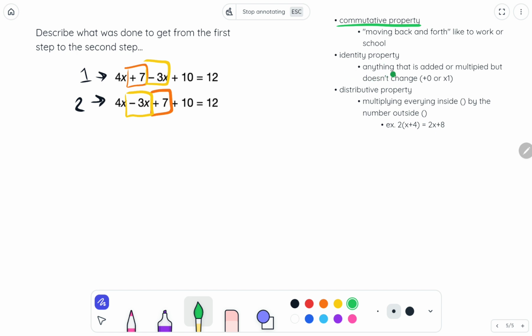Your identity property is anything that is either added or multiplied that does not change the identity or the value of that item. Adding 0 doesn't change the identity, it preserves the identity. Multiplying by 1 also preserves the identity of any number. And then we also have our distributive property where, as in this example, you distribute this 2 to everything inside parentheses using multiplication. So 2 times x would give us 2x, plus 2 times 4 would give us 8. So distributing using multiplication.